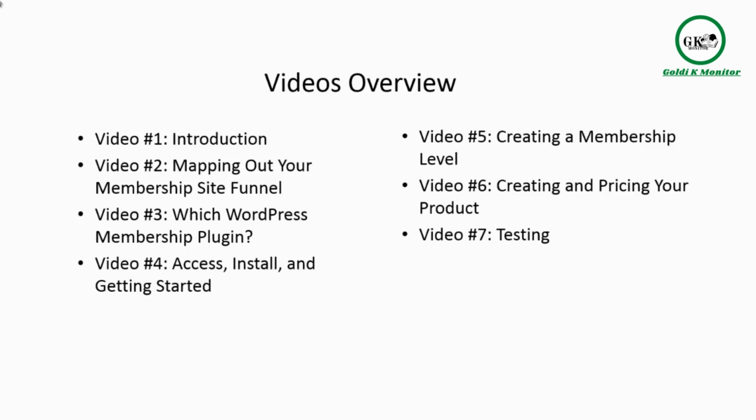And of course, in video number 6, we'll talk about creating products and, of course, pricing your products within the WooCommerce store. In other words, you're going to be able to connect the memberships to an actual product. So if somebody buys that product, they can get access to that specific membership level. And of course, last but not least, video number 7, we'll talk about testing. How do you go about making sure that you have everything correct, it's going to work, and you've spent all that time and it actually works.